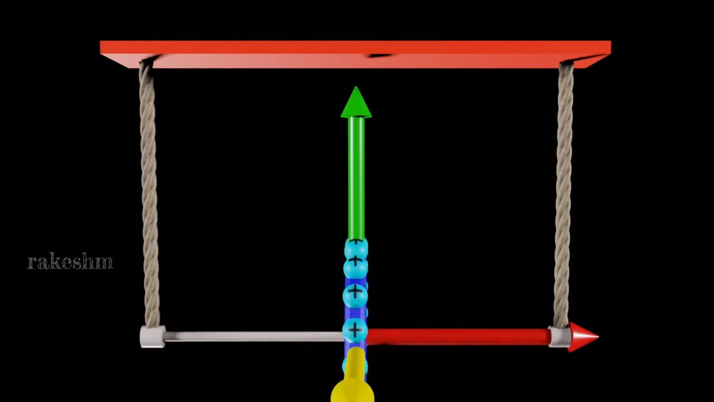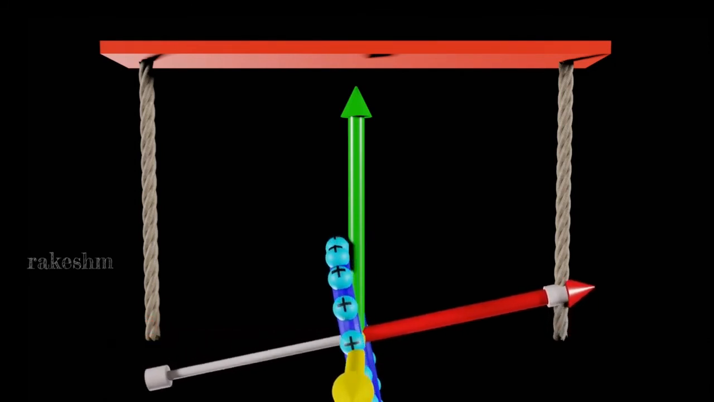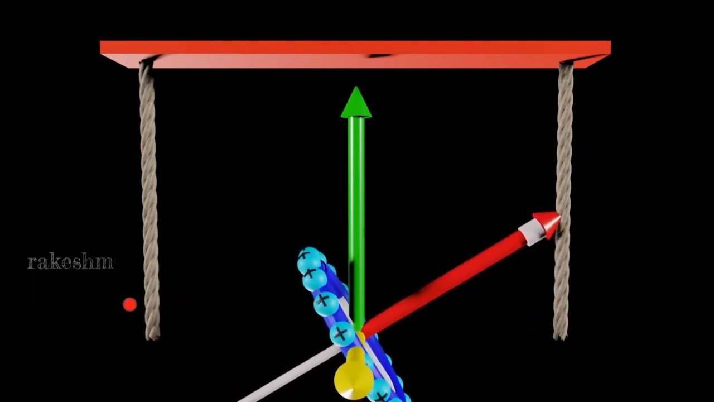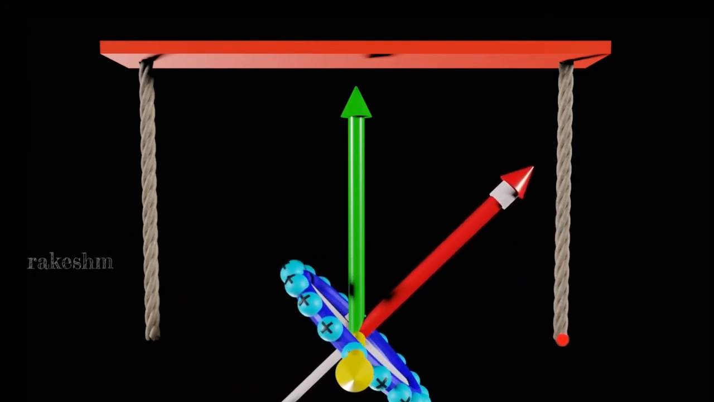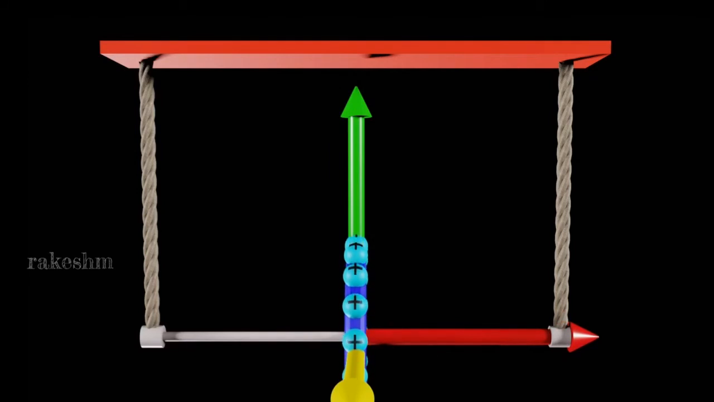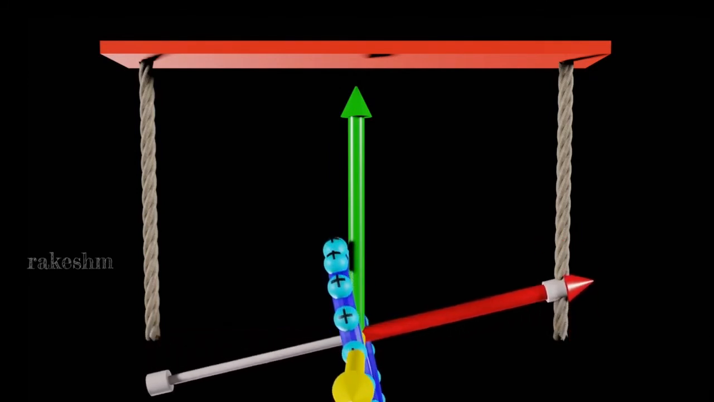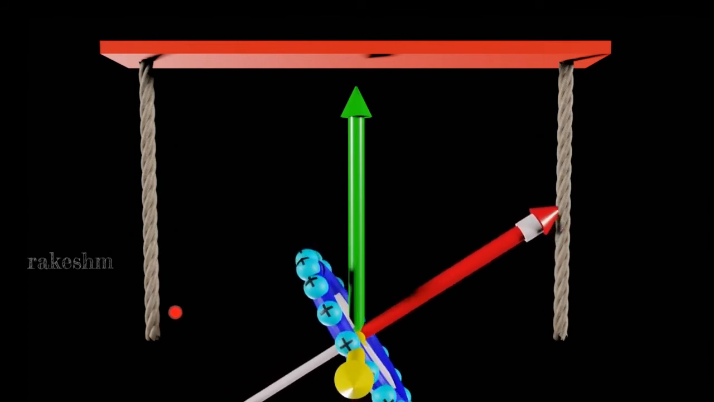You can observe that due to the rotation, this string here will be pulled downward, so the tension in this one will increase, and this string here is being pushed, so the tension here will decrease. So the string which could break would be this one.